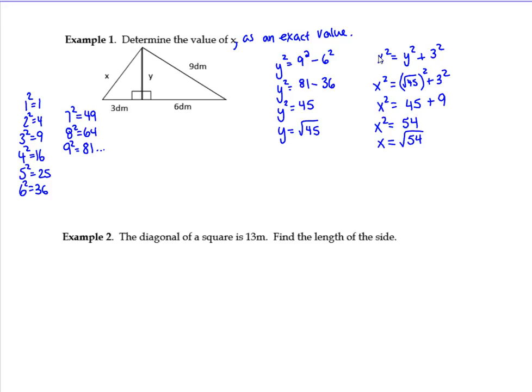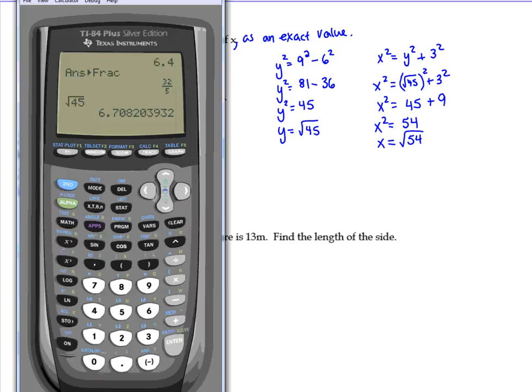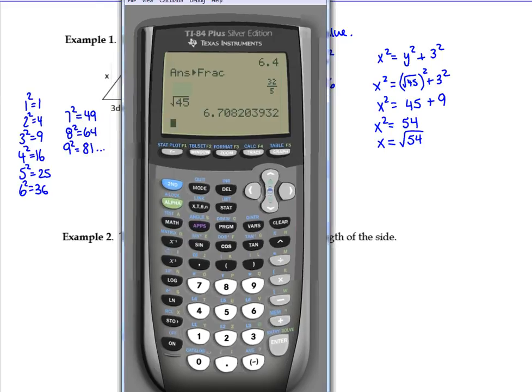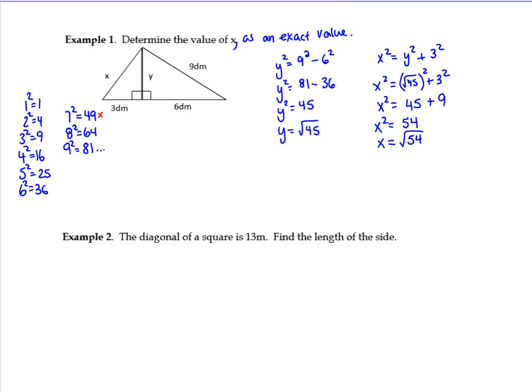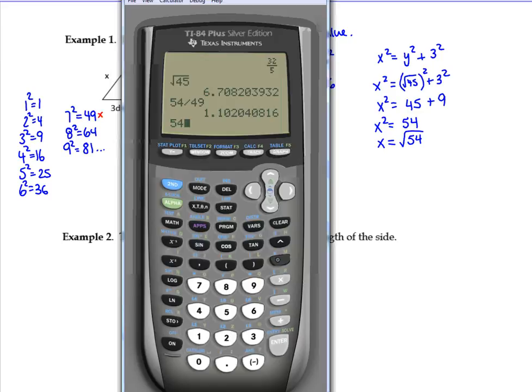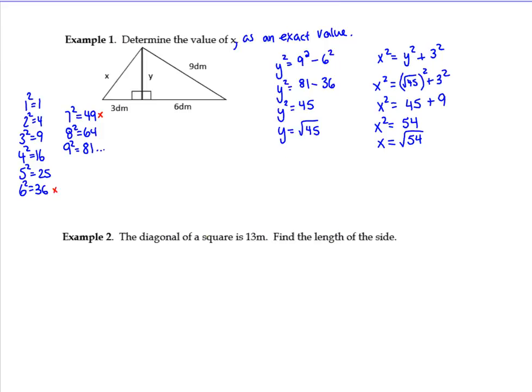Will 49 go into 54? I'm going to work backwards because I want the largest one. And give me a whole number. No. Okay, so 54 divided by 49 does not give you a whole number. So not that one. Okay, how about 36? 54 divided by 36, does that give me a whole number? Not a whole number. It's a beautiful number, but it's not a whole number. Okay, what about 25? Will 25 go into 54 logically? No. Okay, 16.